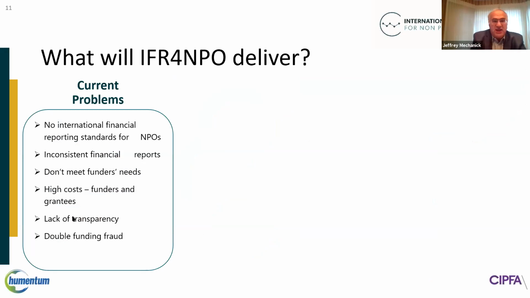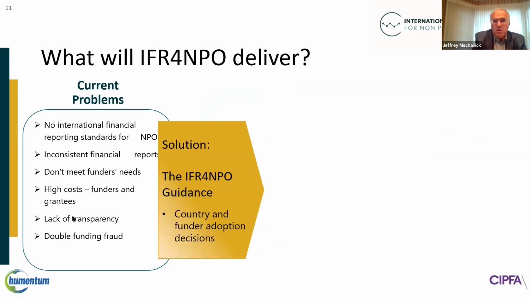So what will this project actually deliver? What change will it bring about? Well, many of the challenges expressed by stakeholders stem from the core problem that there's no internationally applicable standard for how nonprofit organizations prepare their annual financial statements. Where countries do not have national standards, this leads to inconsistency even within the same jurisdiction. For larger international nonprofits, inconsistency between countries makes consolidation difficult and expensive.